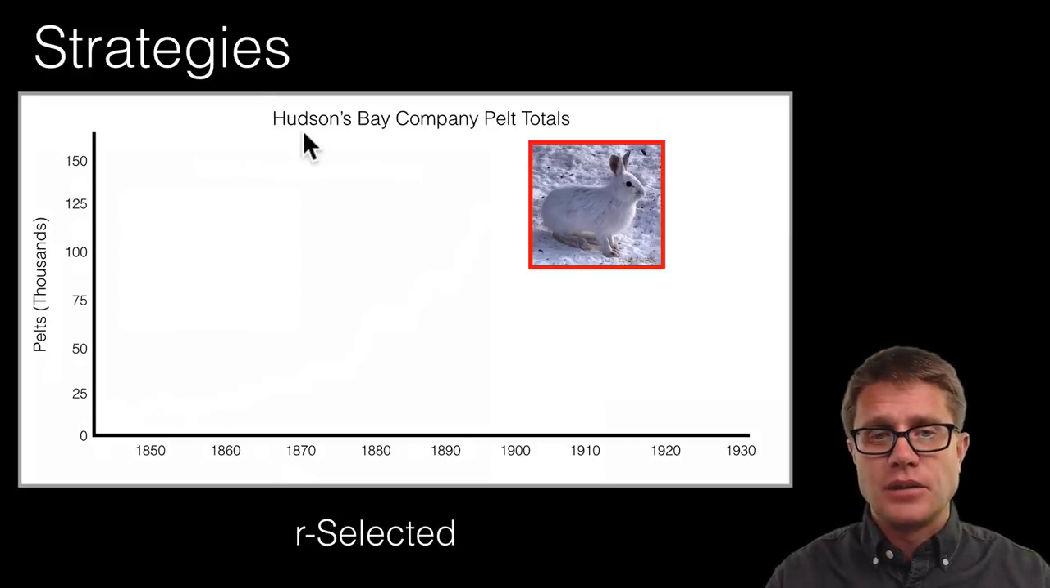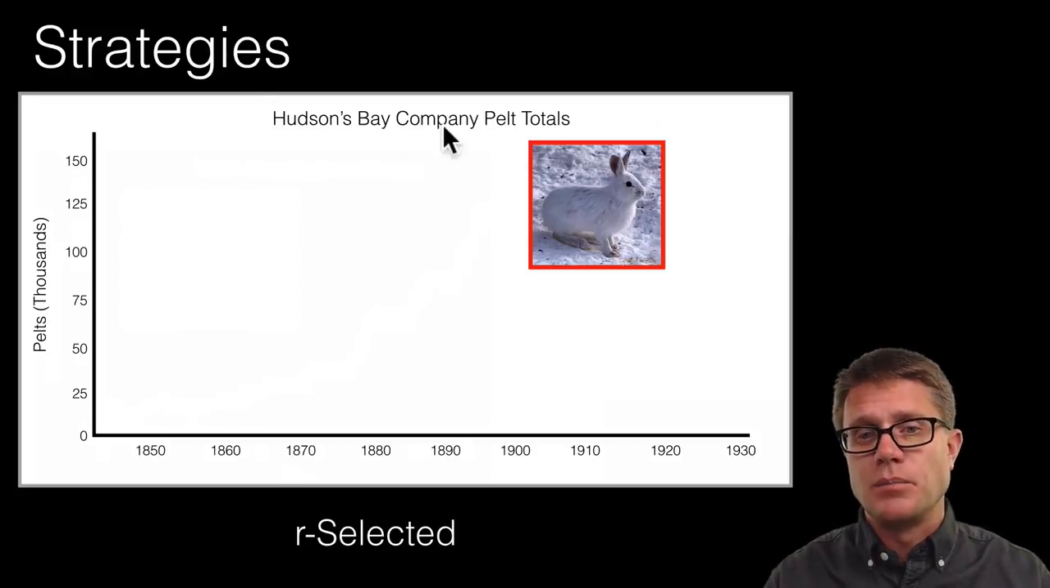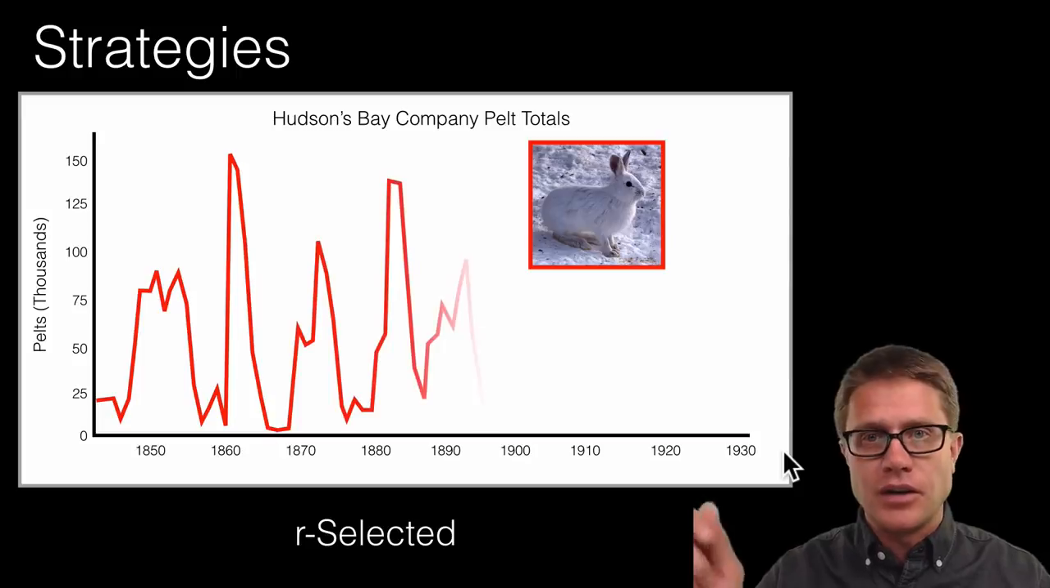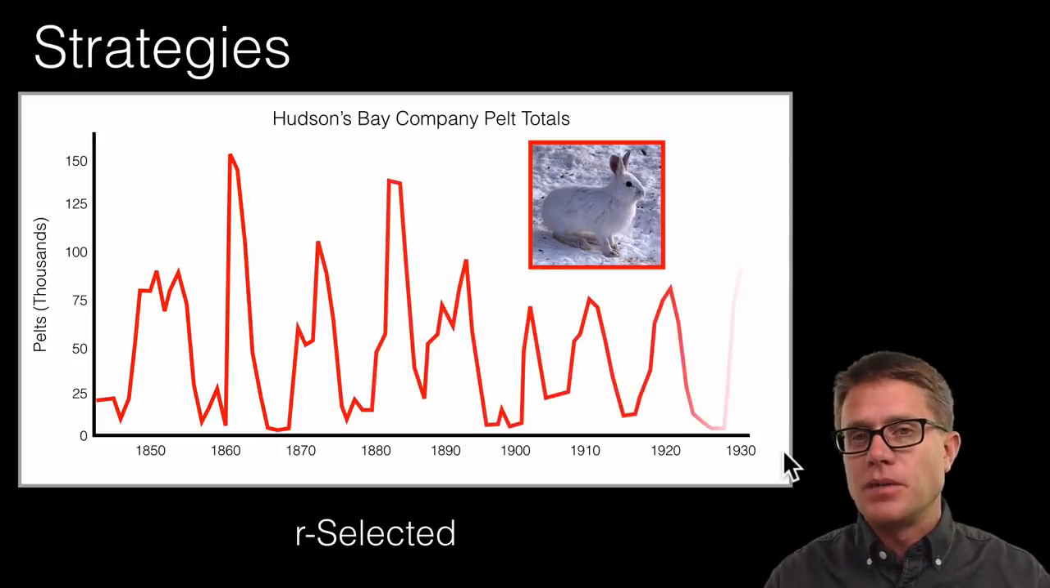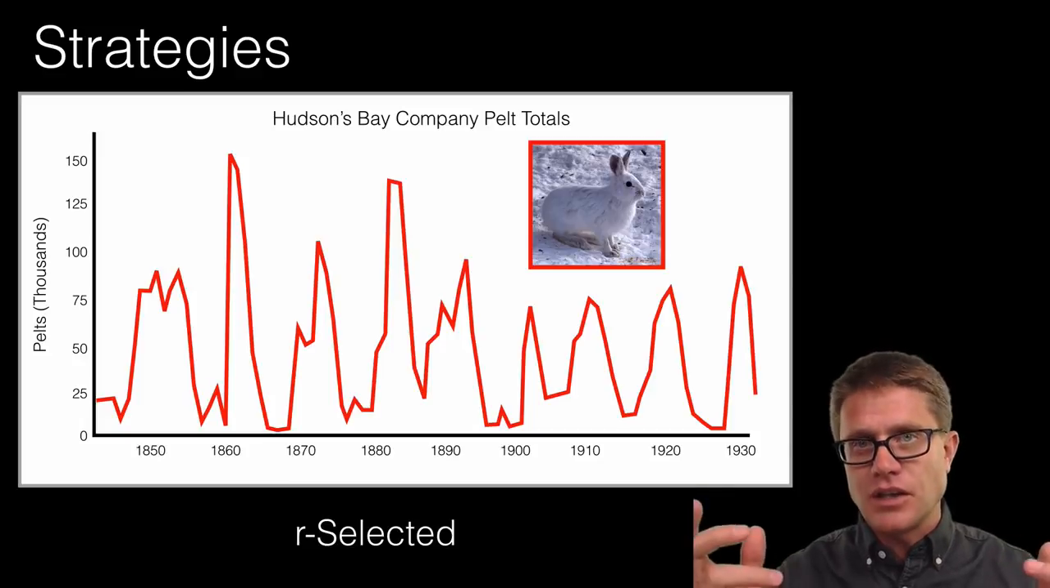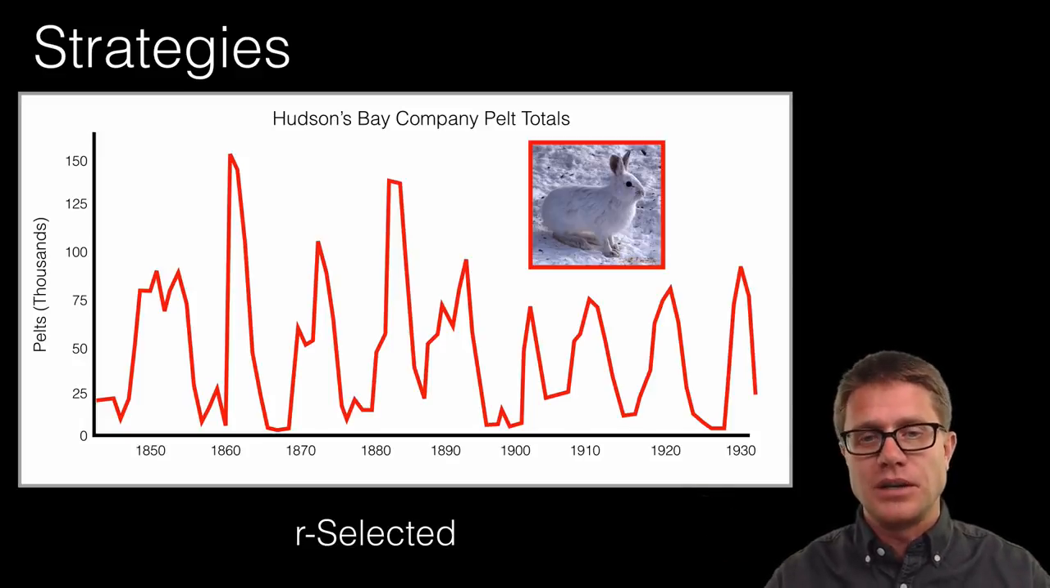A famous study looked at the pelts that were collected by the Hudson Bay Company, and they found that from 1850 to 1930 the population of Arctic hare just went up and down and up and down. And so hares are groups of individuals that have lots of offspring, they don't get tons of parental care, and their population is going to increase, and then it'll crash. So we have this boom and bust cycle.